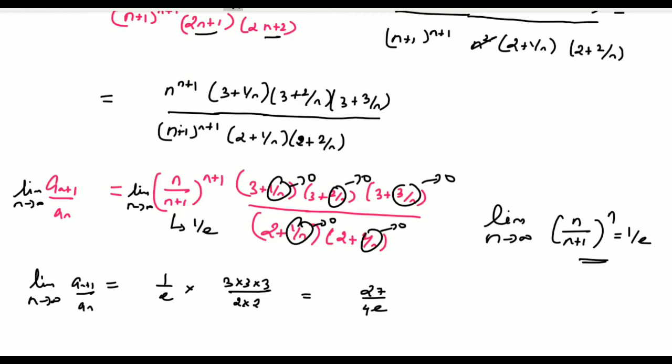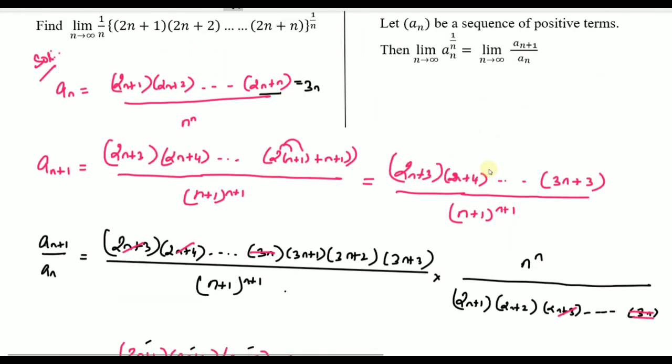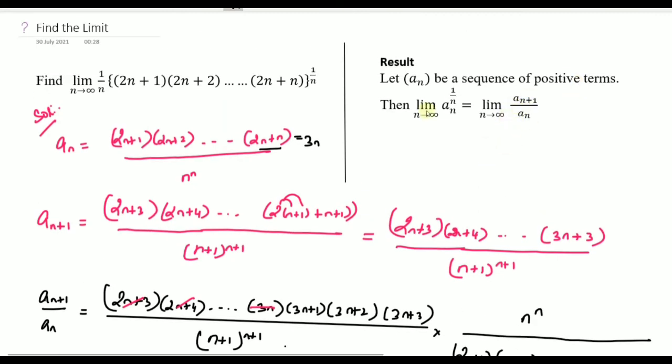Now we apply Cauchy's second limit theorem. By this theorem, this limit is also equal to the limit of the given sequence, which is 27 divided by 4e. So this is the answer for this sum.